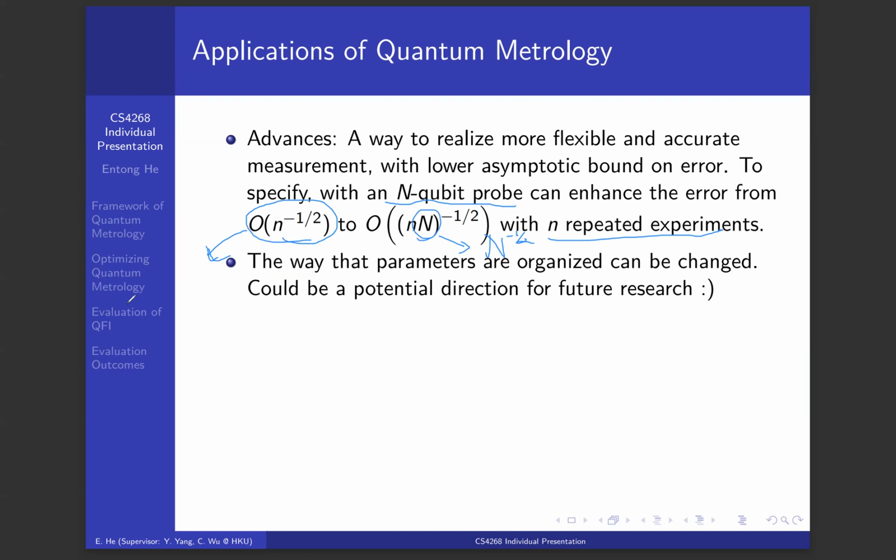And also, for the second advantage, the way that parameters are organized can be changed. Originally, if we want to measure theta, quantum metrology will enable the measurement of f(theta). And sometimes if theta is encoded with, like, the normal noise sigma_k, we can improve it into this one.